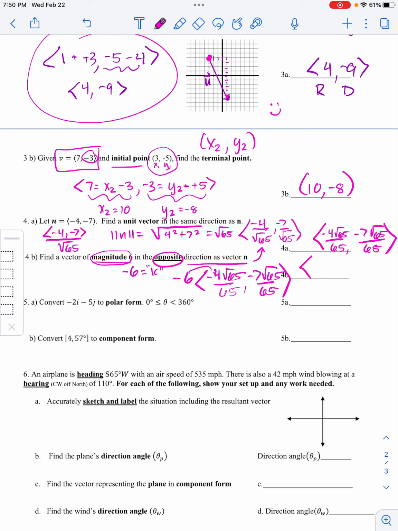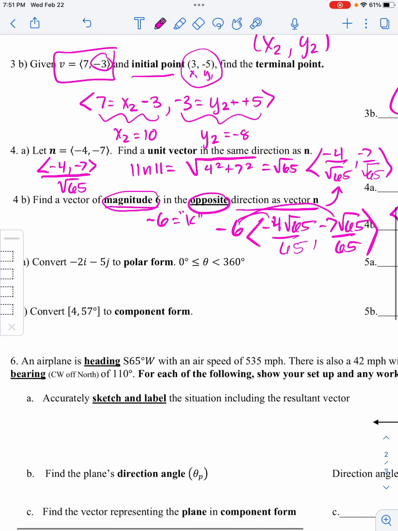So this turns into 24 root 65 over 65. And then I know that I need to check those outside numbers and see if they reduce, but they don't. But yours could on the real quiz. And then here, I'm going to get 42 root 65 over 65. So in 4a, I made the vector 1 unit long. And then in 4b, I made it 6 times that long so that it would have a magnitude of 6. But I also used a negative only because it said to go in the opposite direction.